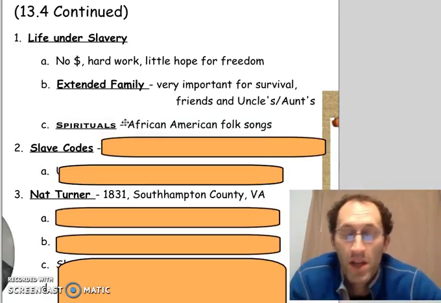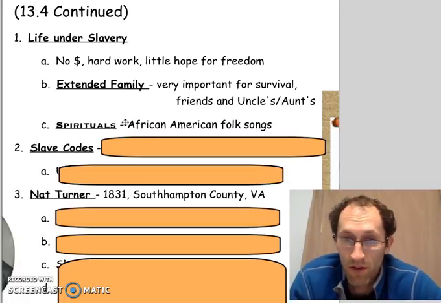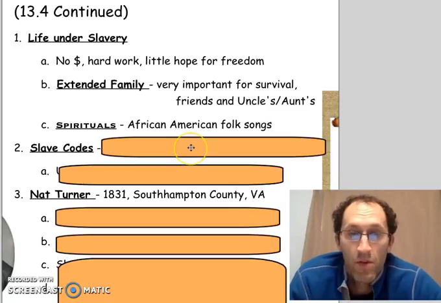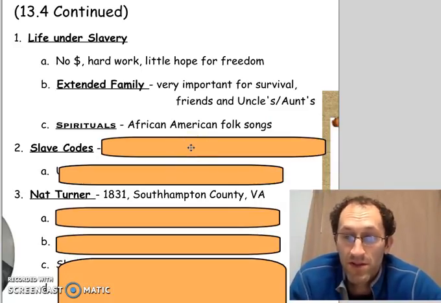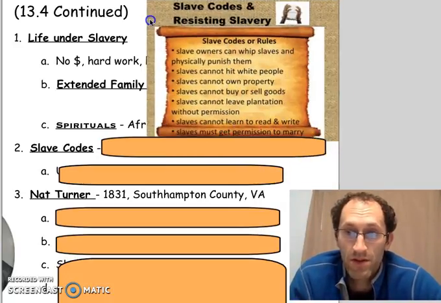Move on. Another thing that helped African Americans survive were spirituals. These are the famous names for the folk songs that they wrote. Okay? When we talk about life under slavery, it's also important to note slave codes.